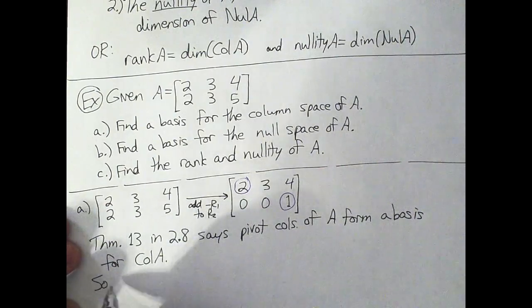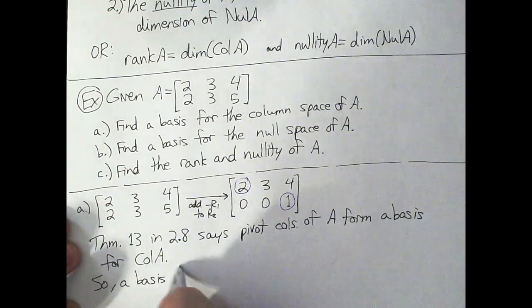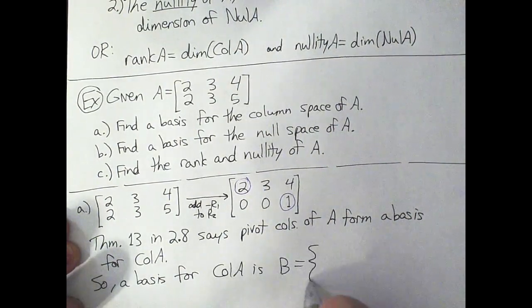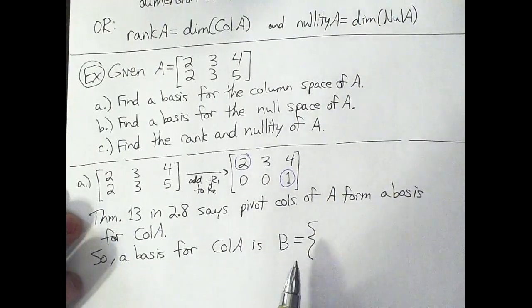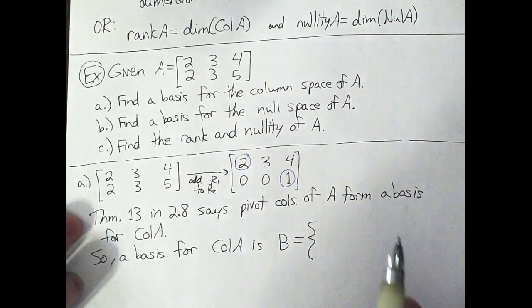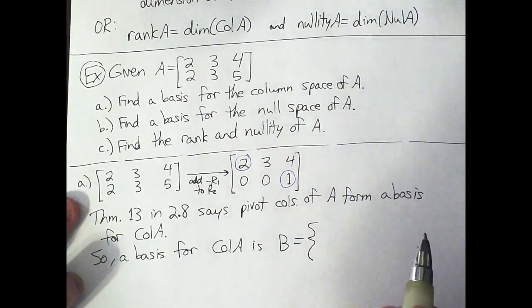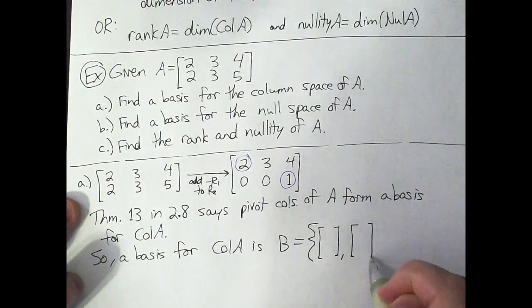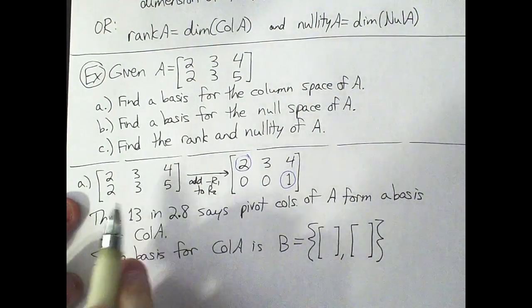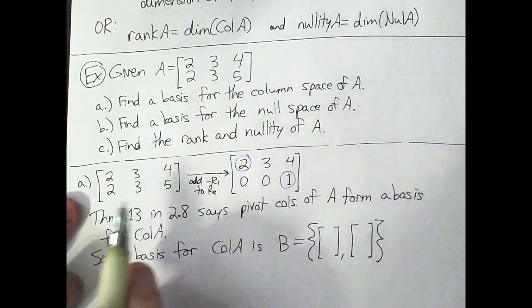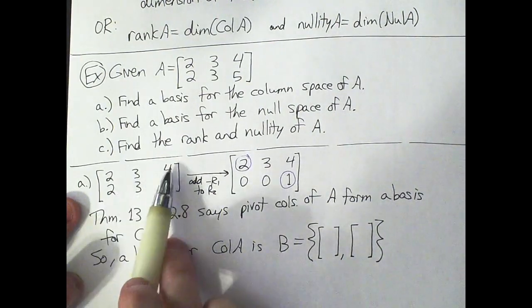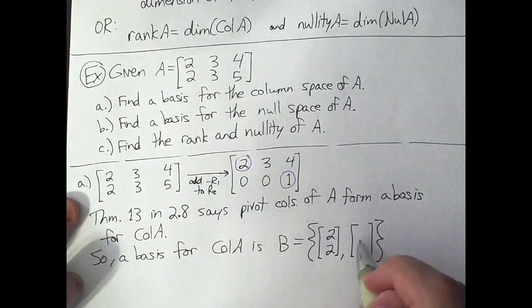And we could say, a basis for col A is, make sure you write set brackets. The basis is a set containing column vectors. Do not write span in front of it. It's just a set of two things. And the two things that I'm going to write are the pivot columns from A, not from the reduced form, but from A. I found that column 1 and column 3 are pivot columns, so I'm going to take column 1 and column 3: 2, 2, 4, 5.